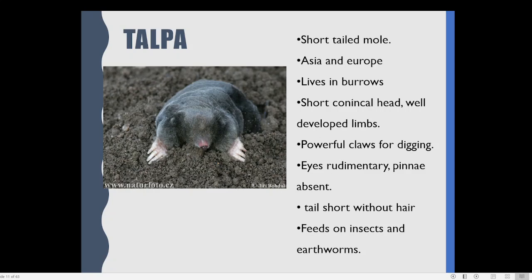We are only discussing one. And that animal that we are going to see is a talpa. It's an interesting animal. Here you can see the general body shape of the talpa. The popular name of this talpa is the short-tailed mole. The tail is very small. That is why it is known as a short-tailed mole. I will show you other photographs of this talpa.